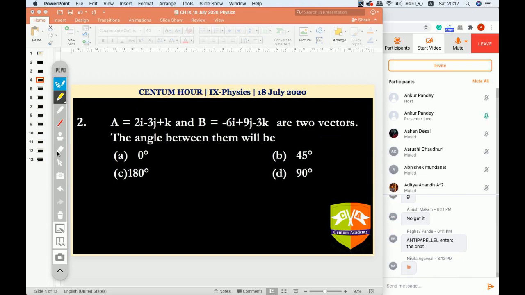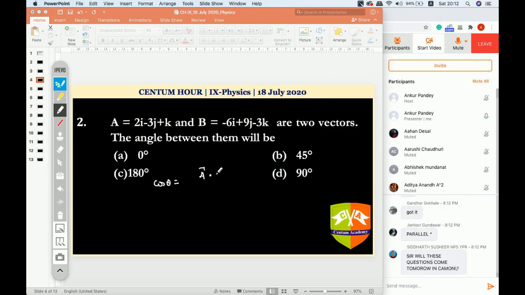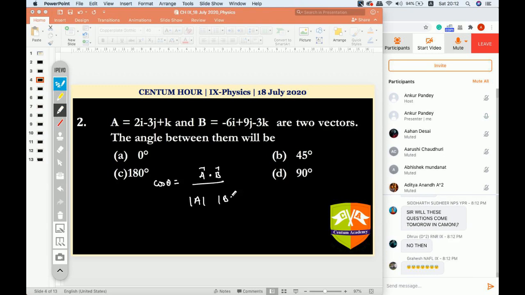Suppose you don't remember this and you want to comprehensively go for the dot product. Then cos theta is equal to the dot product of the two vectors divided by their individual magnitudes, magnitude of A and magnitude of B. Clear? Okay, good.